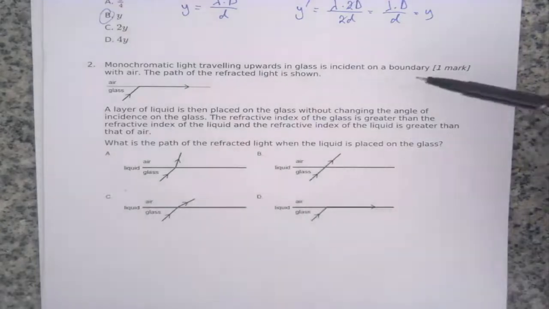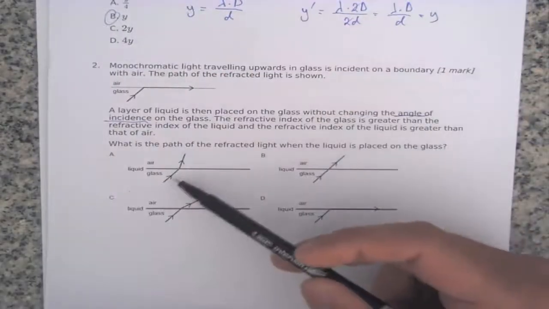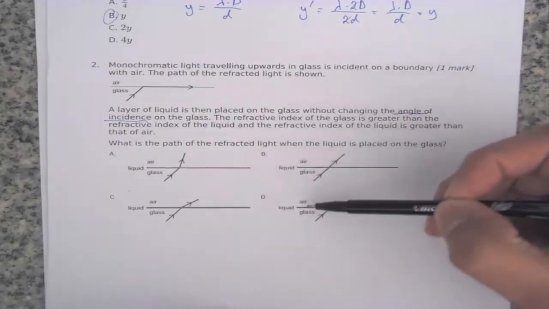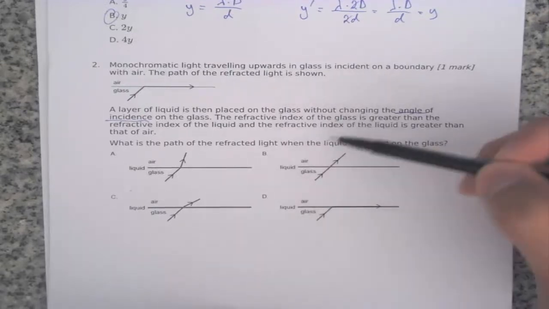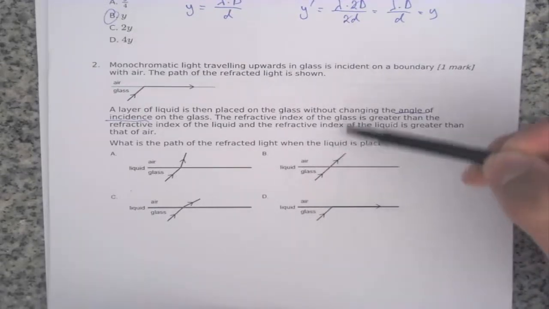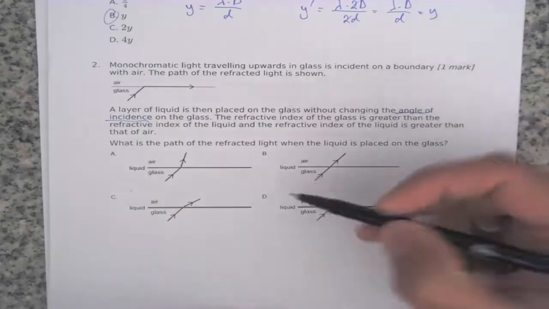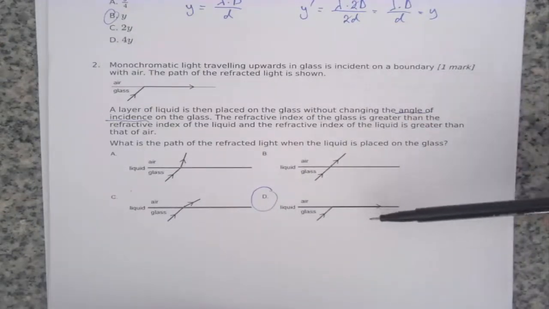So since we don't change the angle of incidence, again, you enter with critical angle. Now it doesn't matter what you place in between, a liquid for example here, as long as the refractive index is in between the other refractive indexes of glass and air, it's going to give you the exact same path of the refracted light. So the answer here is D.